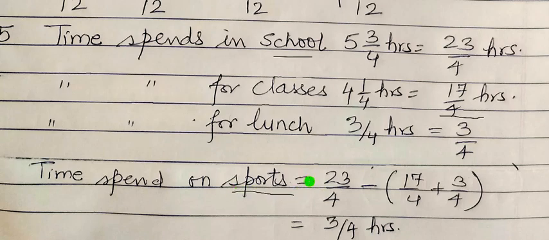So the total time spent in the school is 23 by 4 minus, in brackets we will keep these two numbers, that is 17 by 4 and 3 by 4, because this is the time spent in the class and the lunch. On adding, as we know the denominators are the same, it comes out to 20 by 4, and on subtracting it comes out to be 3 by 4.